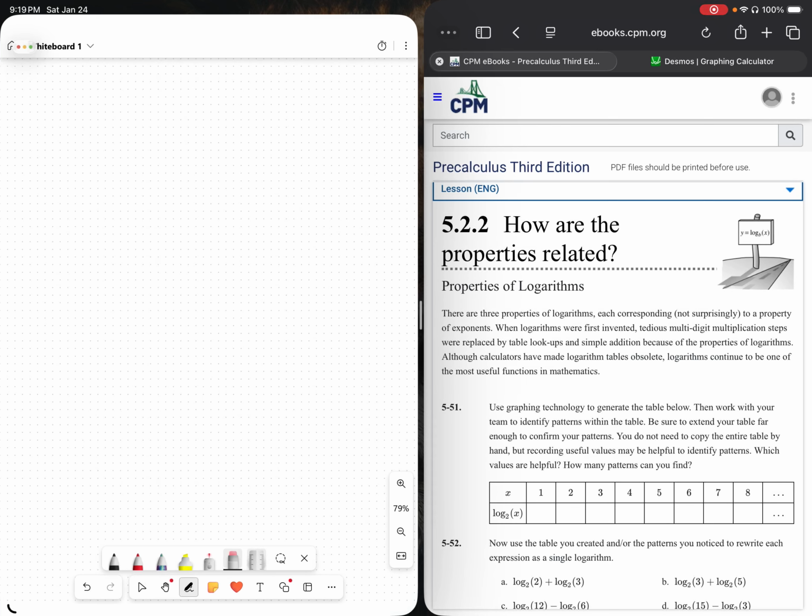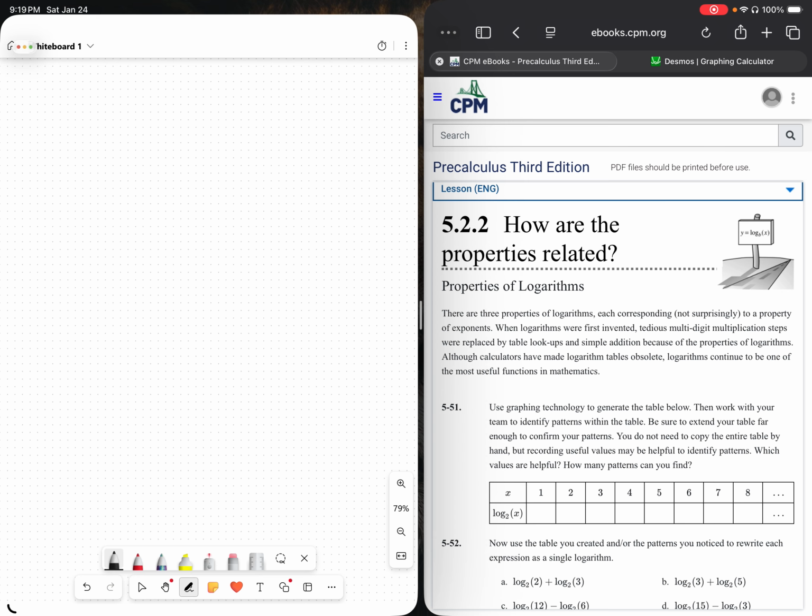Okay, lesson 522, how are properties related? So we're going to talk about properties of logs. To build on that last lesson, we're going to talk about how these properties are used and how they work. There are three properties of logarithms, each corresponding, not surprisingly, to the property of exponents.